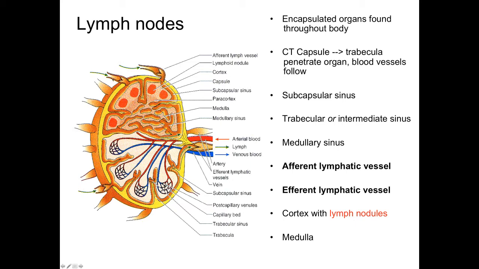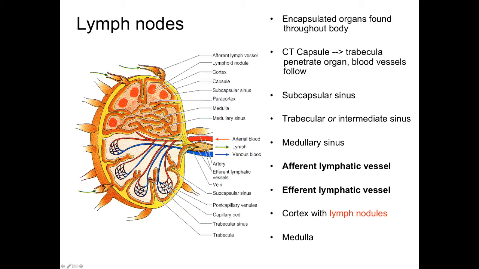These drain into a subcapsular sinus. The subcapsular sinus is continuous with a trabecular or intermediate sinus, and these sinuses are continuous with the medullary sinuses. So afferent vessels all around the periphery of the node, and then at the hilus of the node is usually a single efferent lymphatic vessel that drains lymph from the node.